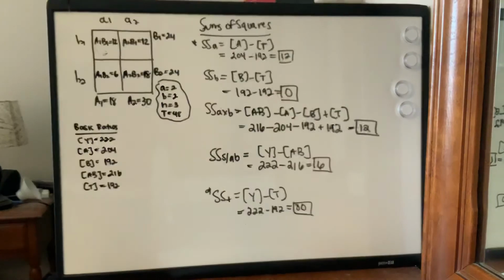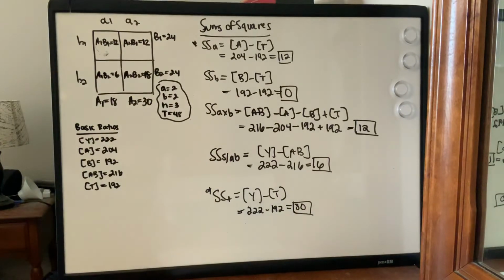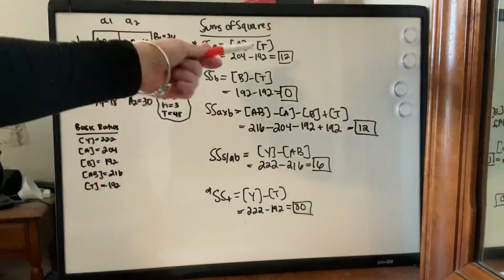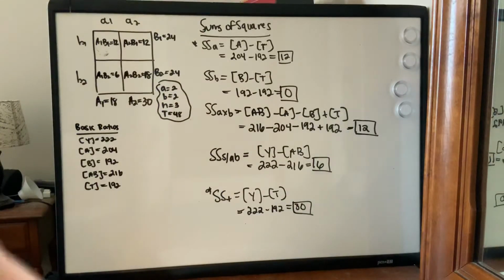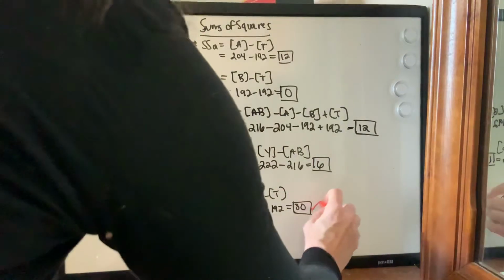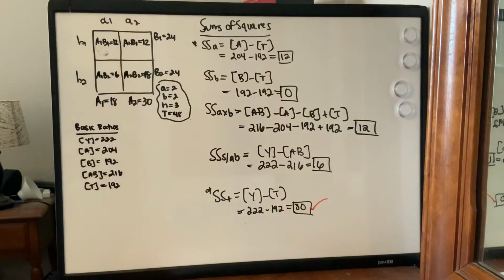All right, so I'll explain in a second what all these sums of squares refer to. But first, let's do our check. Just like in all the other ANOVAs, the smaller sums of squares should add up to the total. So 12 plus 0 plus 12 plus 6 does in fact equal 30.